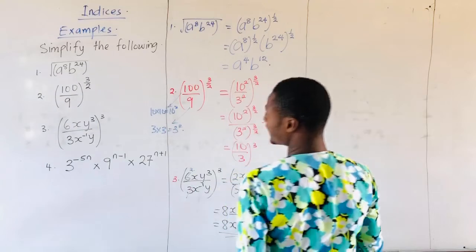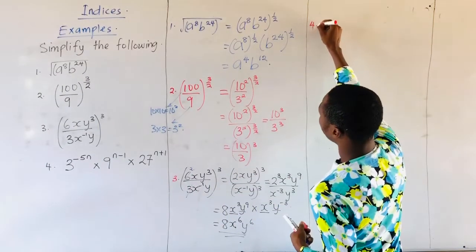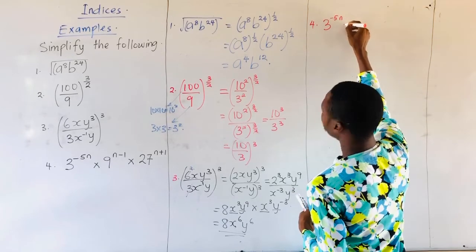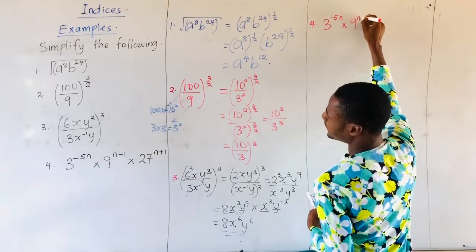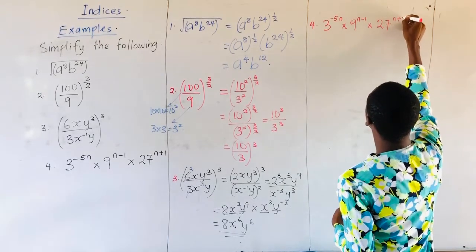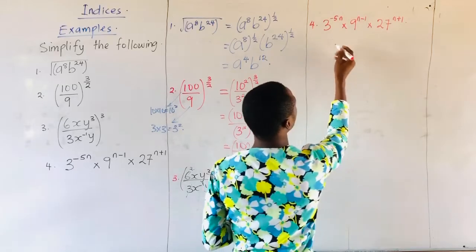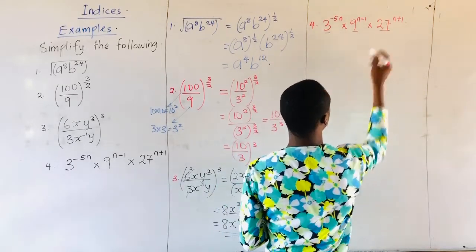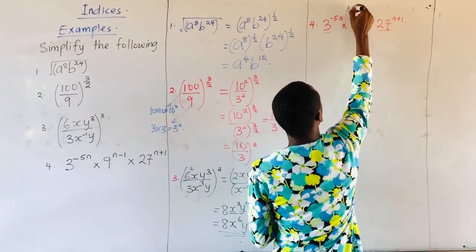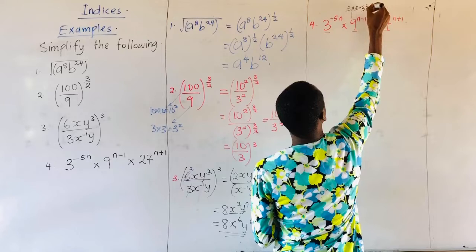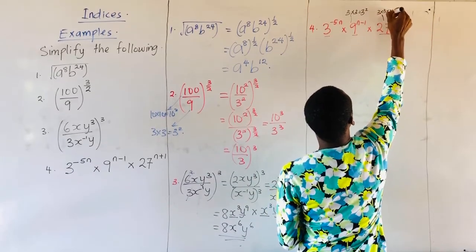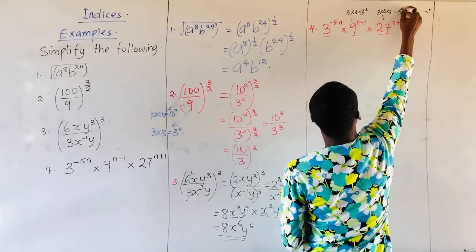Then our last question, we have 3 to the power negative 5n times 9 to the power n minus 1 times 27 to the power n plus 1. And that will give us, if you want the bases to be the same, we know 9 can be written as 3 times 3, which will give us 3 squared. 27 will be 3 times 3 times 3, which will give us 3 to the power 3.